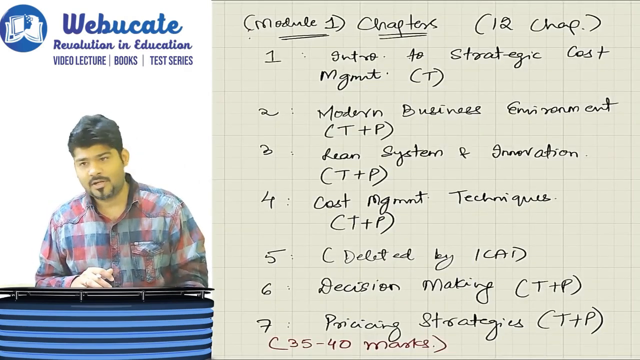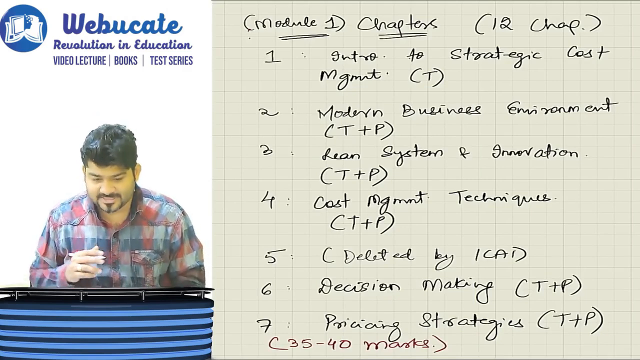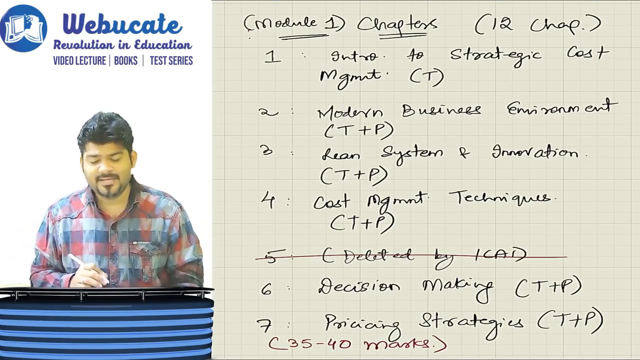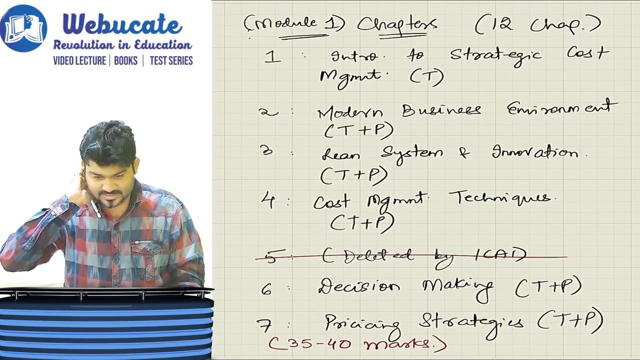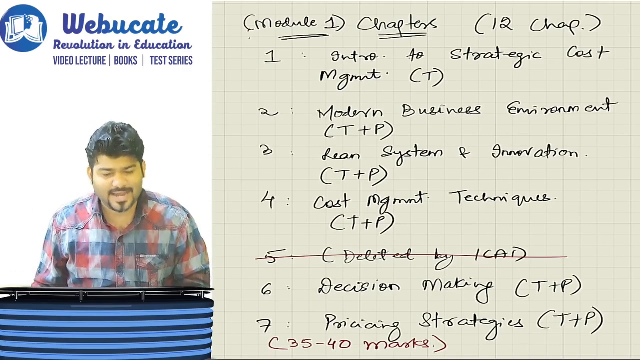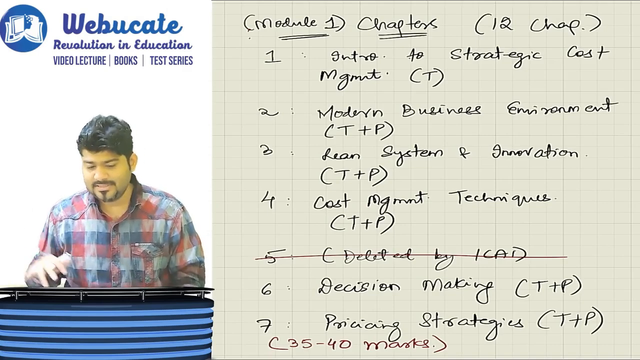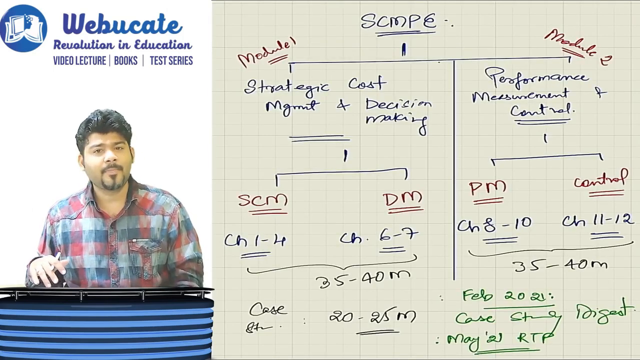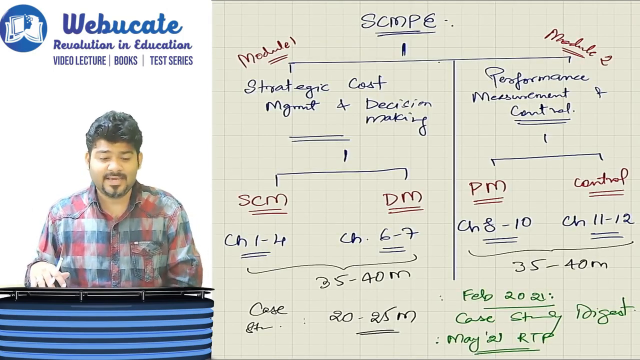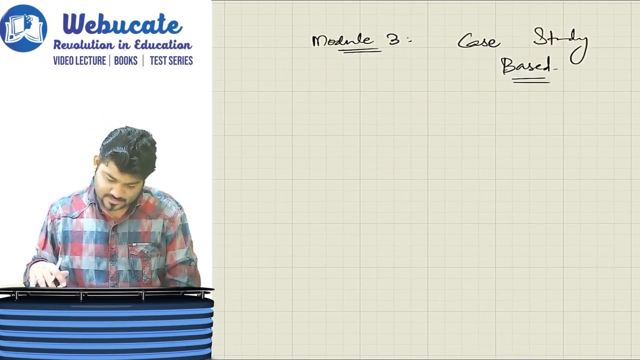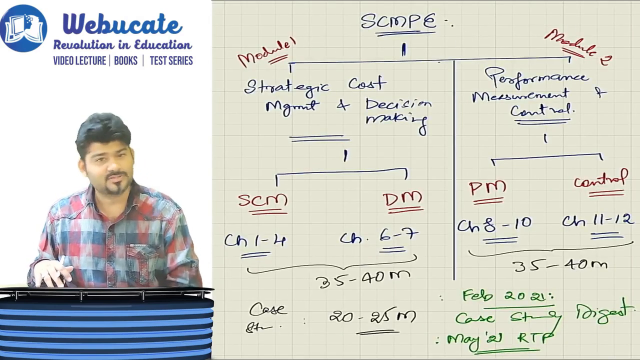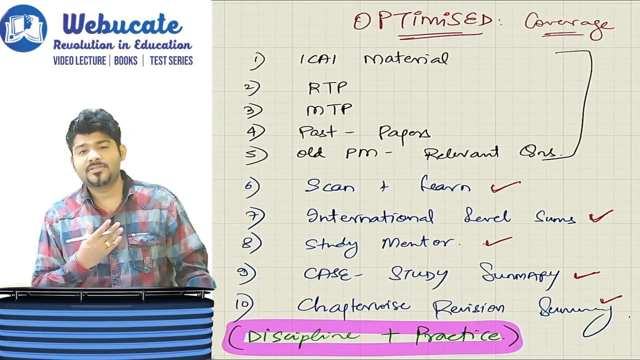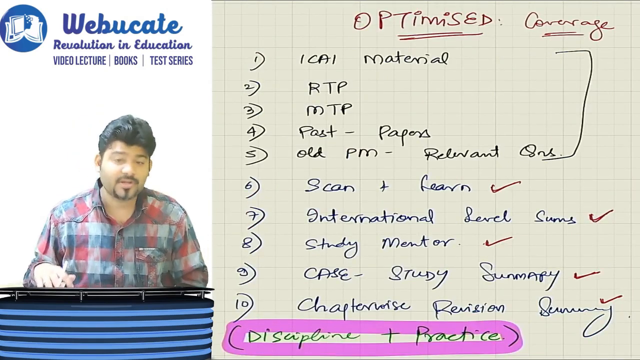Then there were around 12 chapters, of which, as I told you, chapter number 5 has been deleted brutally by ICAI. It was a hopeless chapter anyway, didn't have much weightage, and was rightfully deleted. Other than that, there are 11 chapters in all, and we have to complete all of them. Module 3 of your ICAI is a case study module, which has all the case studies of chapter 1 to 12. Then this was our optimized coverage. This is what we discussed.